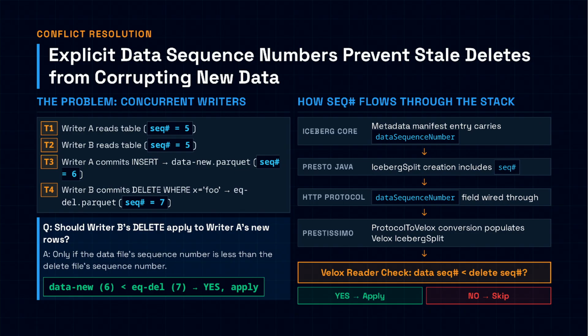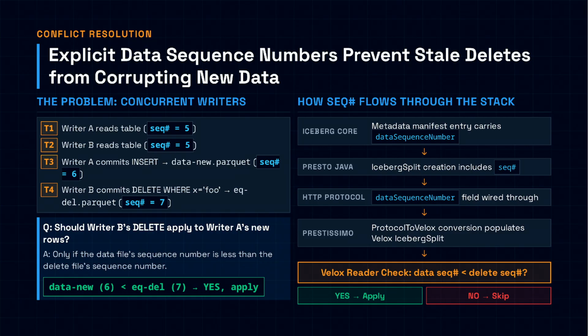In terms of conflict resolution, like I said, there is a new notion called a sequence number. Let's say multiple concurrent writers are reading the same table, and the sequence number at that time was 5. Let's say writer A commits some insert, and writer B is doing some delete. So should B's delete be applied on A's insert?